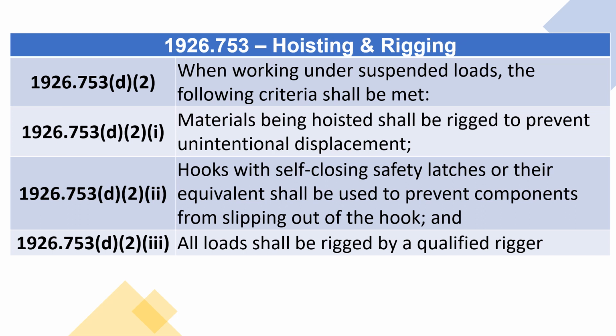1926.753(d)(2): When working under suspended loads, the following criteria shall be met. 1926.753(d)(2)(i) through (iii): Materials being hoisted shall be rigged to prevent unintentional displacement. Hooks with self-closing safety latches or their equivalent shall be used to prevent components from slipping out of the hook. And all loads shall be rigged by a qualified rigger.